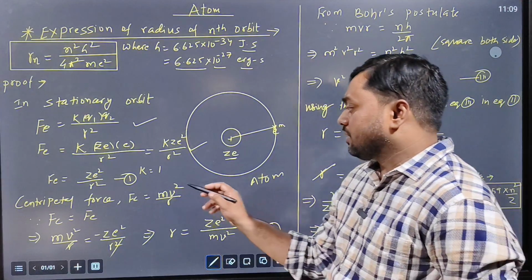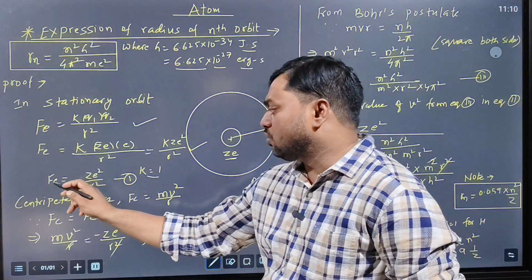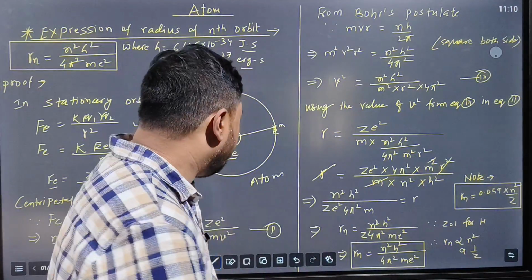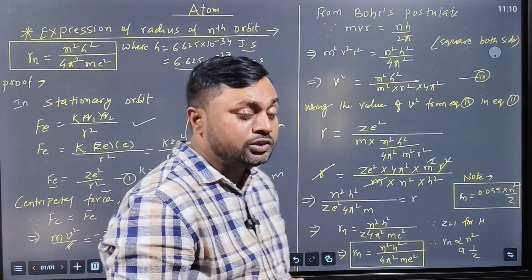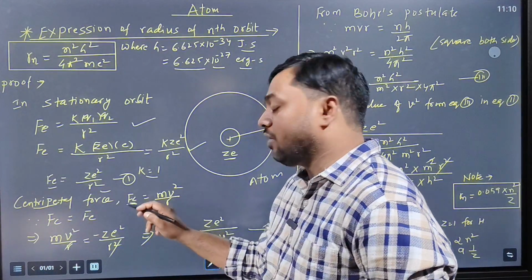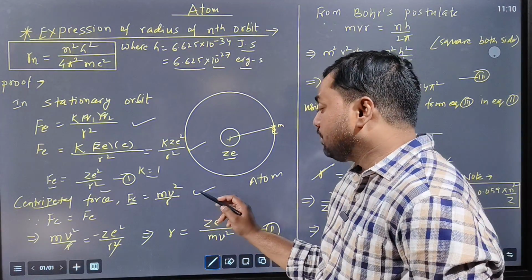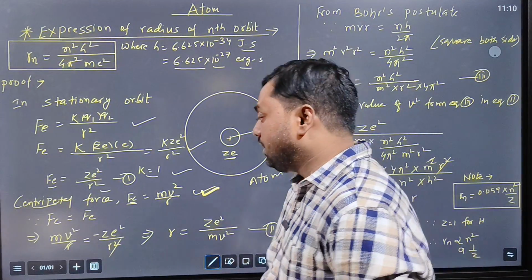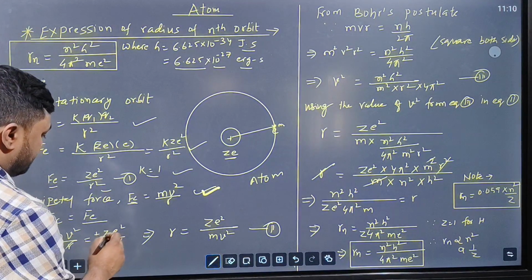Now consider this constant K as 1 at the moment. So we can write electrostatic force Fe is equal to Ze square by r square. Now try to understand: whenever an electron is revolving around the nucleus in a circular path, one force is required to revolve around the nucleus. That force is called centripetal force Fc. The value of Fc is mv square by r. This centripetal force is achieved due to the electrostatic force of attraction. So can we equate Fc is equal to Fe? Once you equate, mv square by r is equal to Ze square by r square.